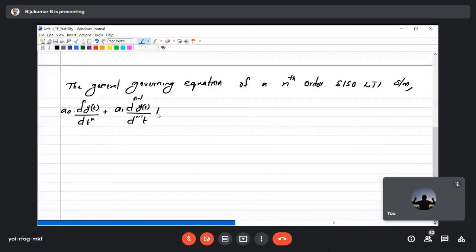So we can write b naught d power m u of t divided by dt power m, plus b1 d power m minus 1 u of t by dt power m minus 1, plus etcetera, up to b m minus 1.